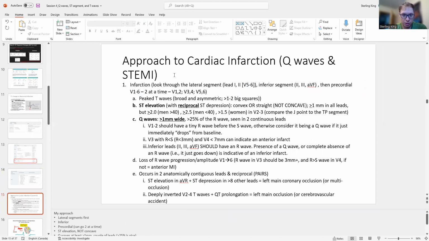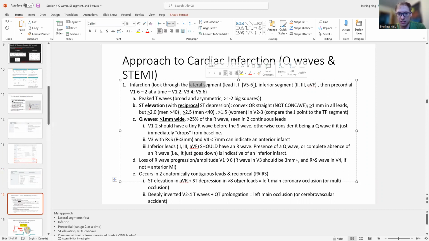So here's an approach to the cardiac infarction. I mean, of course, adapt it to what works best for you. This is how I like to look at it. Infarction, so look through the different segments: lateral, which includes lead 1, 2, and then V5 and V6; inferior, 2, 3, and AVF; and then precordial, so V1 through V6. And I like to do them 2 at a time, so 1, 2, 3, 4, 5, 6, so that way I can see the continuity with the 2 changes.